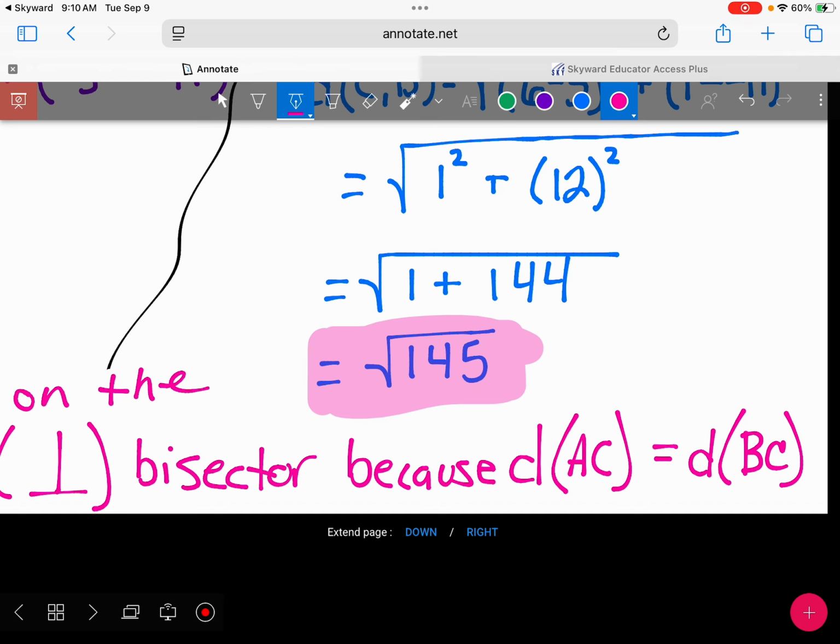So C is on the perpendicular bisector of segment AB. This counts as proof. We don't need to set it up as a geometric 2-column proof. This is proof. We've proved it, because the only way that this works is if C is on the perpendicular bisector. Okay. Questions on the first one of these?